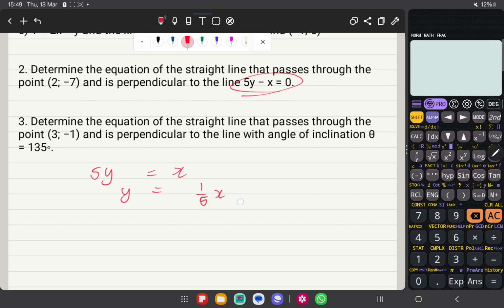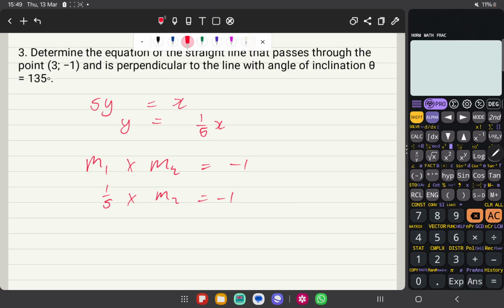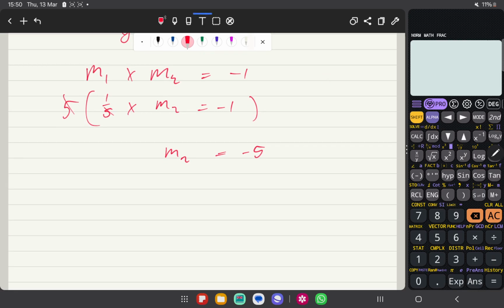If I want to find the gradient of the second line, the line that passes through 2 and minus 7, I can say m1 multiplied by m2 is equal to minus 1. m1 is 1 over 5, multiplied by m2 is equal to minus 1. Then I multiply everything by 5, the 5 cancels, and I have m2 equals minus 5. So the gradient of the line is minus 5.